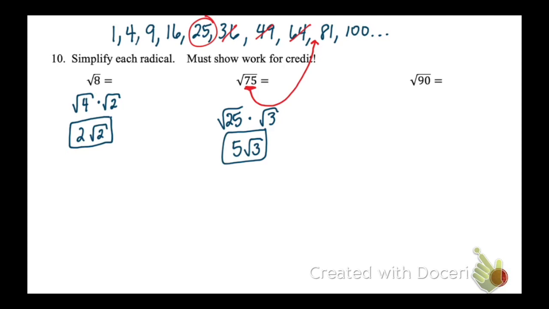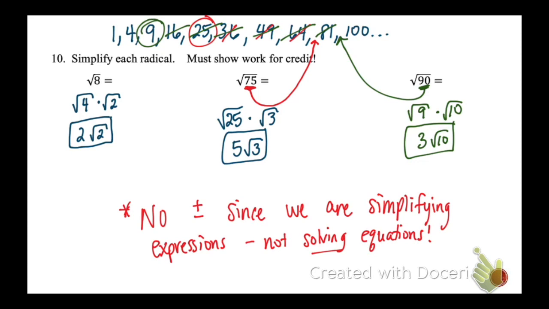Same idea for 90. Figure out where 90 falls in our list, and then see what number to the left divides 90. 81 doesn't, 64 doesn't, 49 doesn't, all the way down to 9. 9 divides 90. So I'm going to rewrite this as square root 9 times square root 10. 9 times 10 is 90. And then simplify it to be 3 square root 10. An important note to make here, we are not using plus minuses in front of each of these because all we're doing is simplifying expressions. We're not solving equations in this problem.